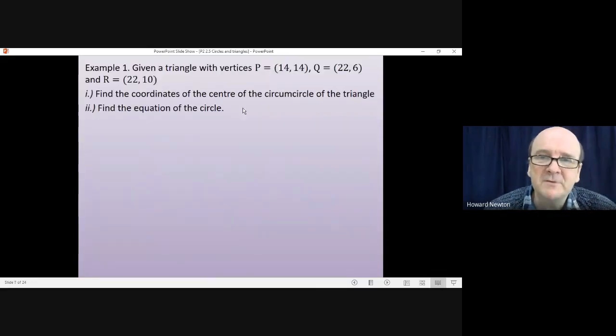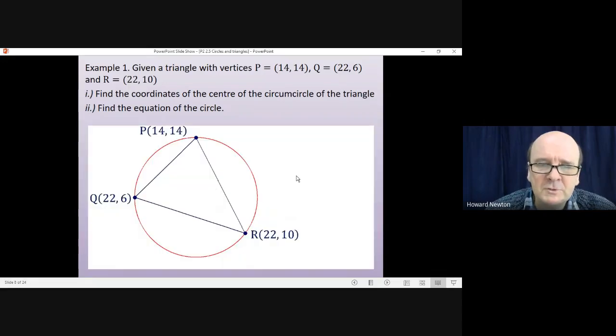So example 1, given a triangle with those three vertices, first of all find the coordinates of the center of the circumcircle of the triangle, and then find the equation of the circle. I'll talk you through the idea, because there's quite a lot of steps in this, and then I'll let you have a go at working through the example yourself.